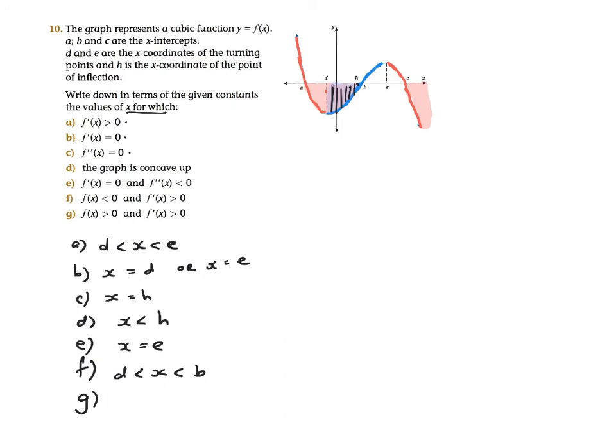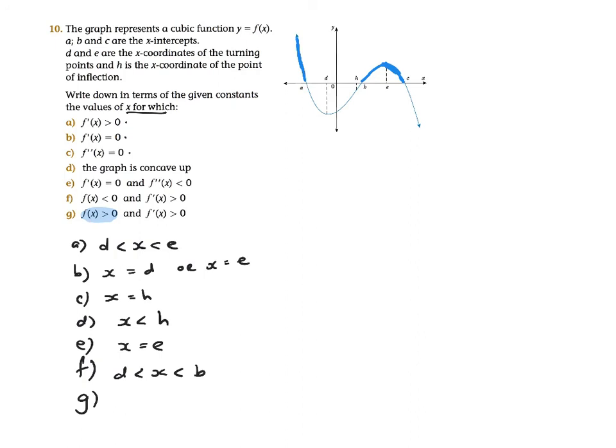Okay, let's look at question G. So for which values would f(x) be... well, let me just erase this quickly. Okay, so f(x) is greater than 0. What does that mean? That means y must now be above the x-axis, right? So y must be positive. And the second part is it must also have a positive slope.